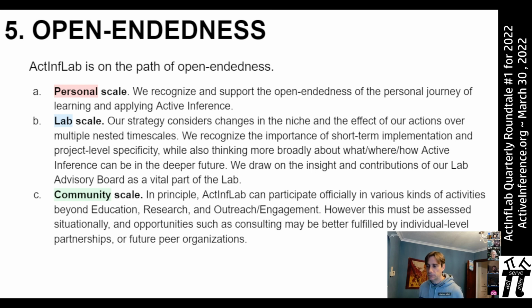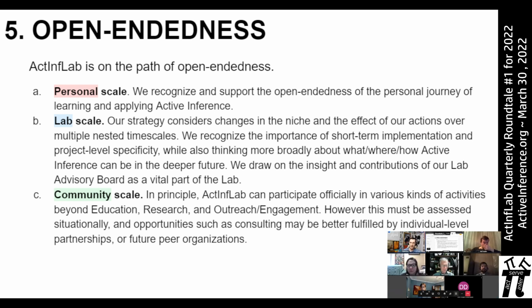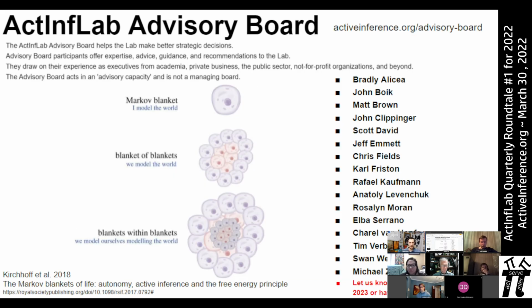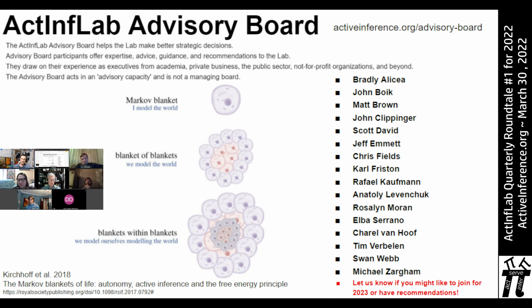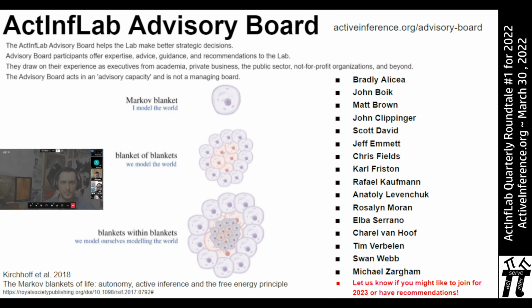Excellent. Thank you. So that concludes the discussion on the strategy update. The second lab scale update is to mention our advisory board. This information can be found at our website, activeinference.org, and on the top right, head over to where it says advisory board. The advisory board is an insight and guidance board. It's not a managerial board, and it exists to help the lab make better strategic decisions. So we engage our advisory board participants in terms of their expertise, different recommendations and questions they have for the lab, and we recognize and hope to draw on and synergize with their experience in many different areas.